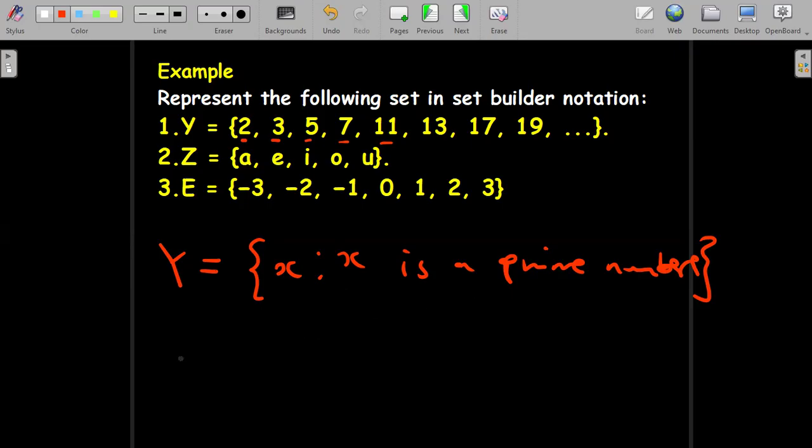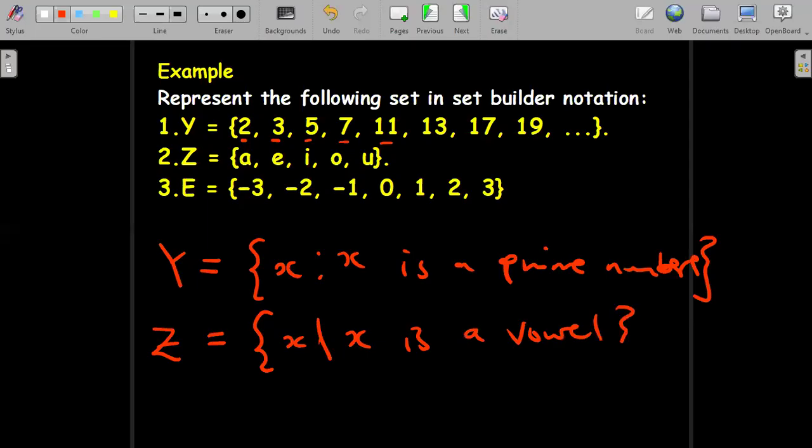That's the first one. Number 2, you have Z there. So Z, you have R, A, E, O, U. How do you represent that? So you can say X such that X is, that's also another description you have to give. X is a vowel. So such that X is a vowel. Because when you look at those there, we're having vowels. So somebody is able to list this set easily.